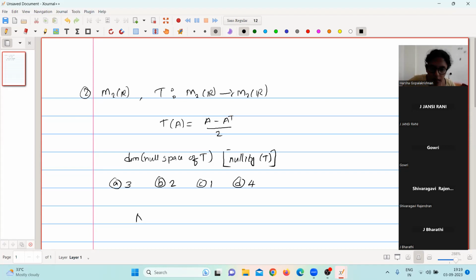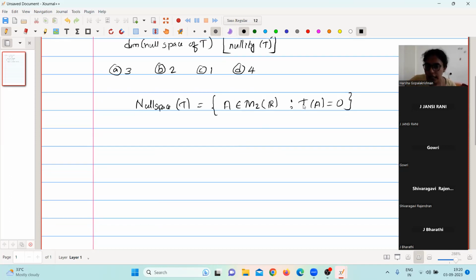So null space of T equal to the set of all A from the domain M2 of R such that T of A should be equal to 0. T of A equal to 0 means it is the 0 matrix. Here T of A is a matrix in M2 of R, means T of A is A minus A transpose by 2. It is again a matrix. So T of A is a matrix and equating it to 0 means it is a 2 by 2 zero matrix.